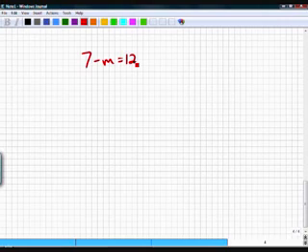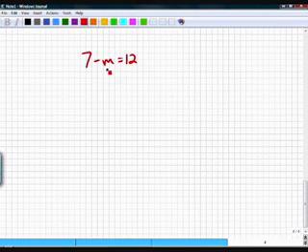Well, just look at it and tell me why the answer is not going to be 5. Because 7 minus 5 is 2, not 12. That makes sense. That's the reason I know the answer is not 5. And if you check yourself like that once you get an answer, and say, is my answer right? You shouldn't miss any. Let me show you why it's not going to be 5.